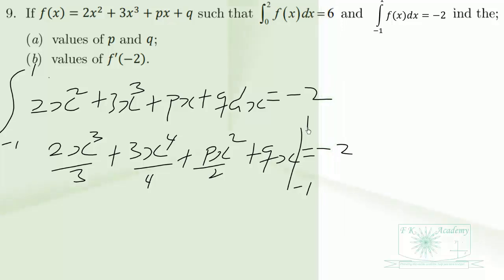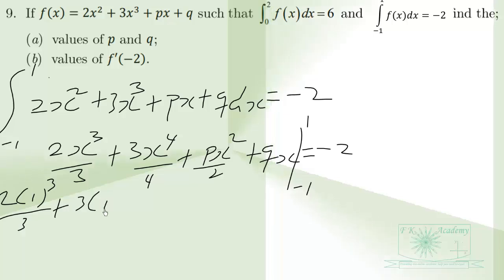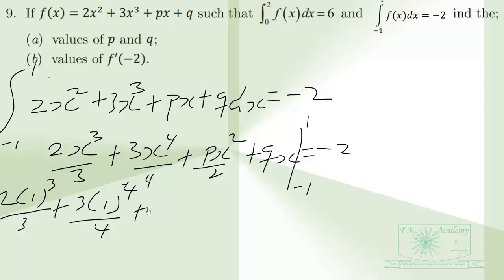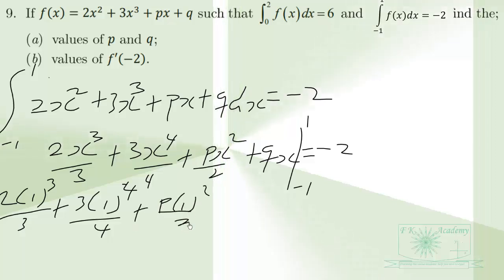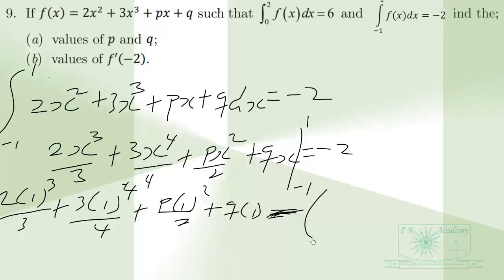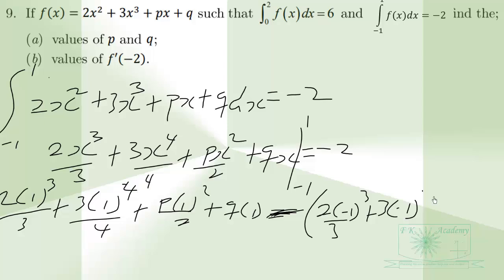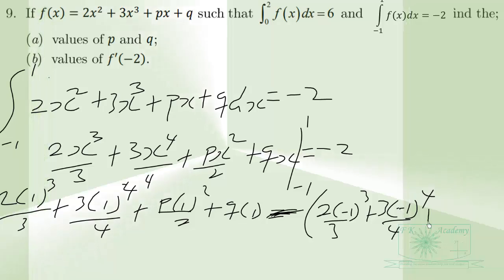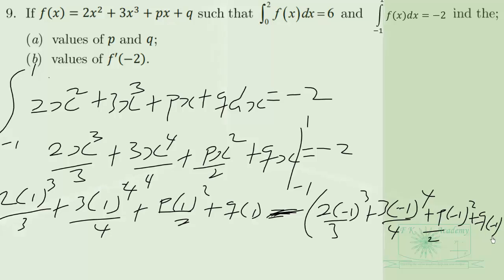So when we fix in 1, we are going to get 2 times 1 cubed over 3 plus 3 times 1 exponent 4 over 4 plus p times 1 squared over 2 plus q times 1, minus, when we fix in negative 1, which is 2 times negative 1 cubed over 3 plus 3 times negative 1 exponent 4 over 4, plus p times negative 1 squared over 2 plus q times negative 1. And all this should give us negative 2.